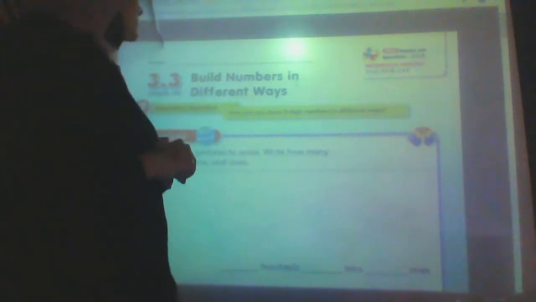Okay, so what we're doing is section 3.3 Go Math. We're working on building numbers in different ways. Yesterday we talked about building numbers with ones, tens, hundreds, thousands.